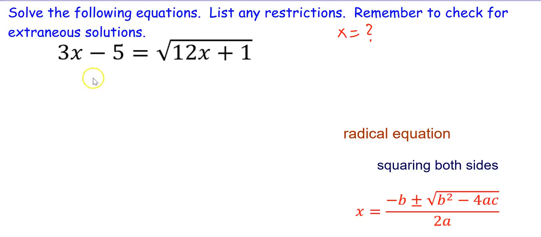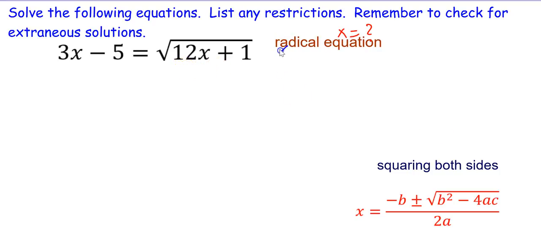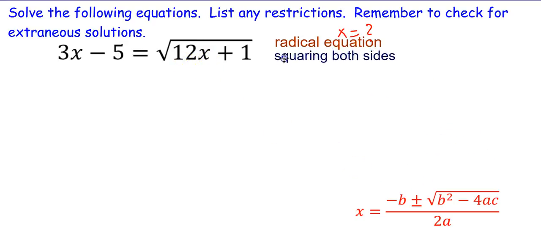Let's solve the equation 3x minus 5 is equal to square root of 12x plus 1. It is a radical equation due to the presence of this radical sign. On the left hand side we have 3x minus 5 and on the right hand side square root of 12x plus 1. So to find the value of x, the best thing is to get rid of the square root. That is done by squaring on both sides.